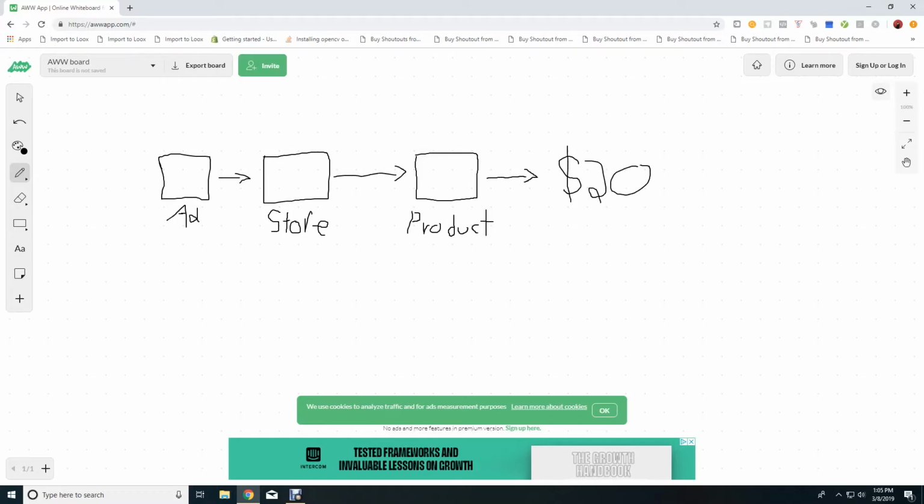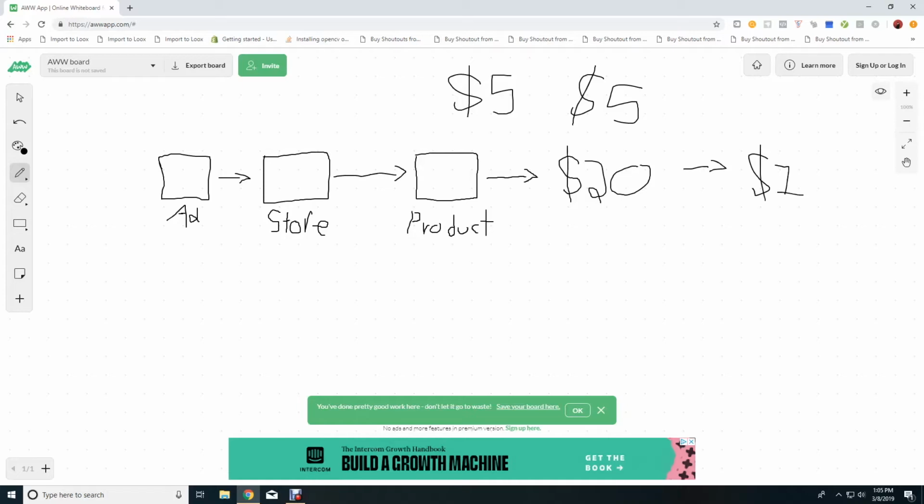So let's say the product is $5 and it costs you $5 to acquire a customer, and your net profit ends up being about $10. So you profit $10 net. I'm quite loving my calligraphy here, if you haven't noticed.